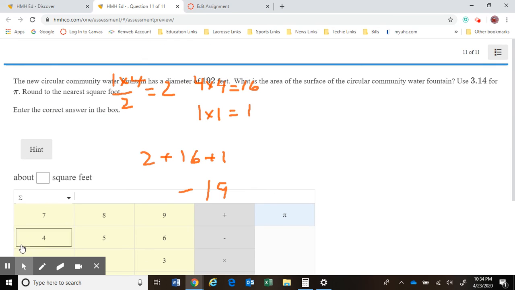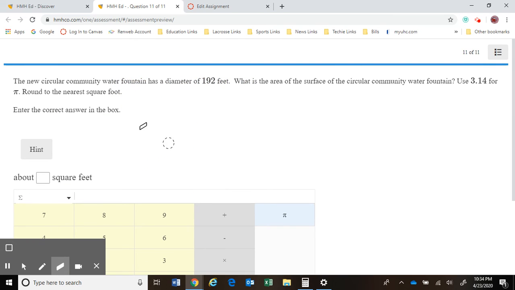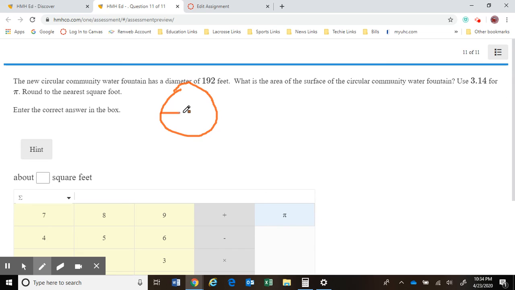All right, and the last one. Let me clear this out. All right. The new circular community water fountain has a diameter of 192 feet. What's the area of the surface of the circular community water fountain? So we want to find the area of this big circle. If you need to draw yourself a circle when you're doing this, draw yourself a circle. And it's a diameter. So I'm going from here to here, and that's 192. So my D is 192.